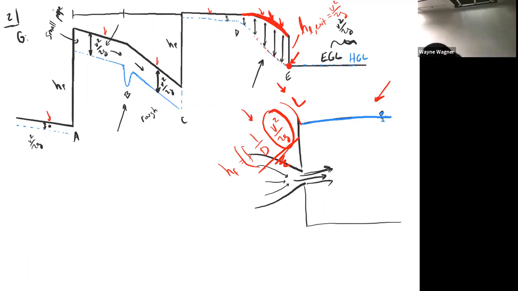Okay, so then the last bit of this, and my computer has died on me again. I should probably just restart it right now. But the last bit of this is what's going on at B.